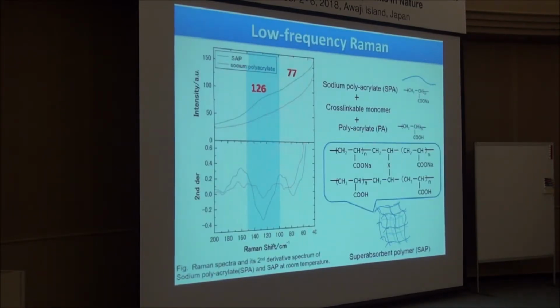And this is a Raman spectra of SAP and sodium polyacrylate in the low frequency region at room temperature. It can be seen from this figure that the band at around 126 wave number maybe comes from the SAP 3D network structure.